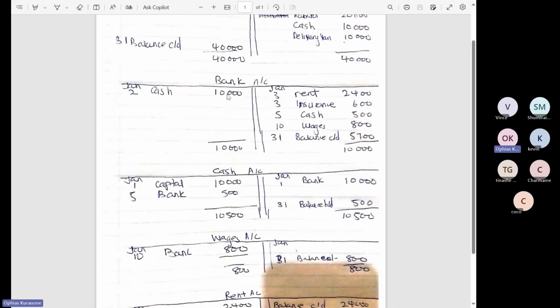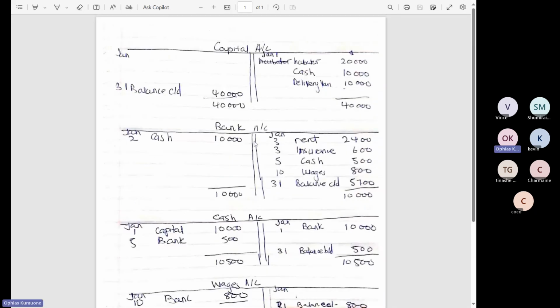Then you've got the bank account. Bank account here received 10,000 from cash. Then they paid rent on 3 January. Then they paid insurance on 3 January. Then cash again, he deposited cash into a safe, 500. Then the wages were paid, 800. Then you balance. So the balancing figure is 5,700. That is the amount which we are going to carry to our trial balance.